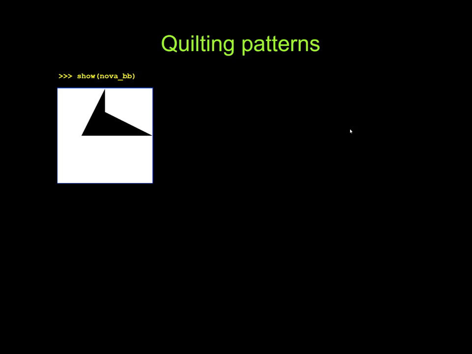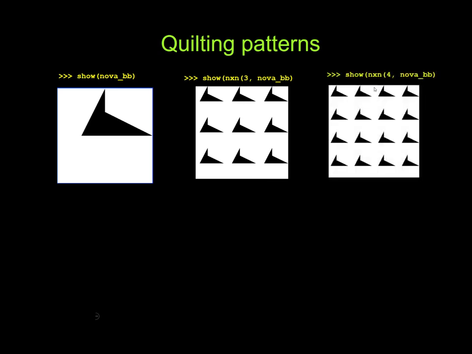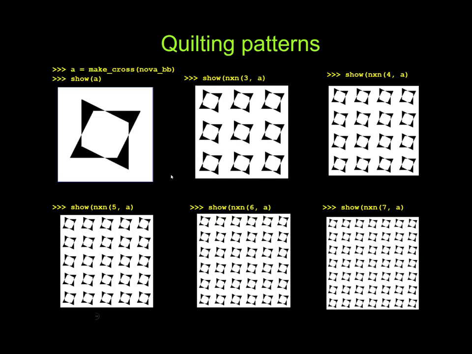So we have all these quilting patterns that we can see. Nova BB is like this. 3 by 3 looks like this. with the stack frac function added as a primitive to us. Here is the nova that we make cross first, which is this. Then you have a 3x3, 4x4, 5x5, 6x6, and 7x7.